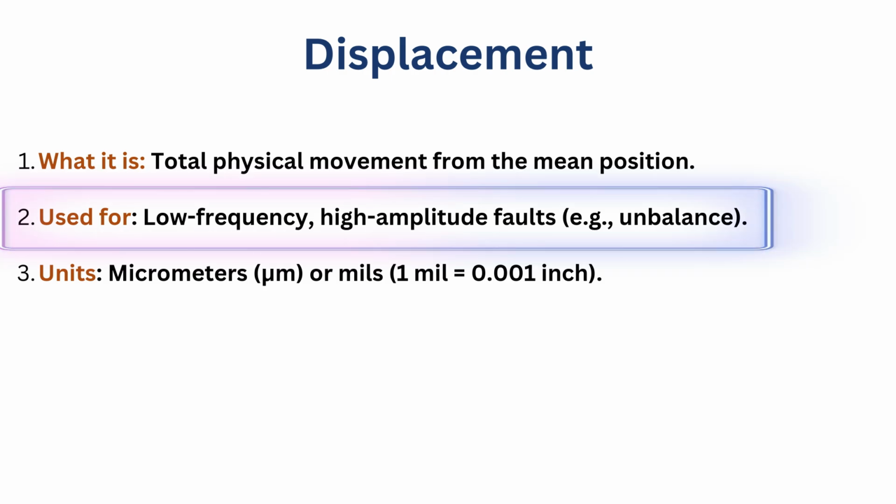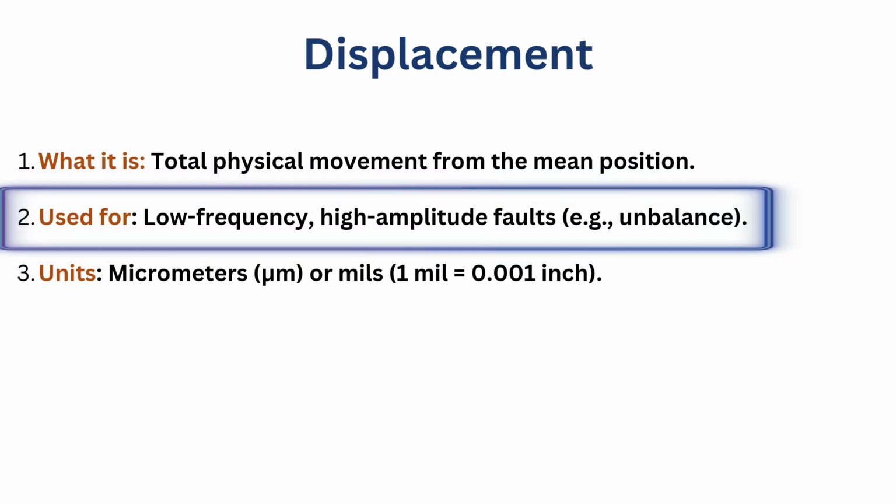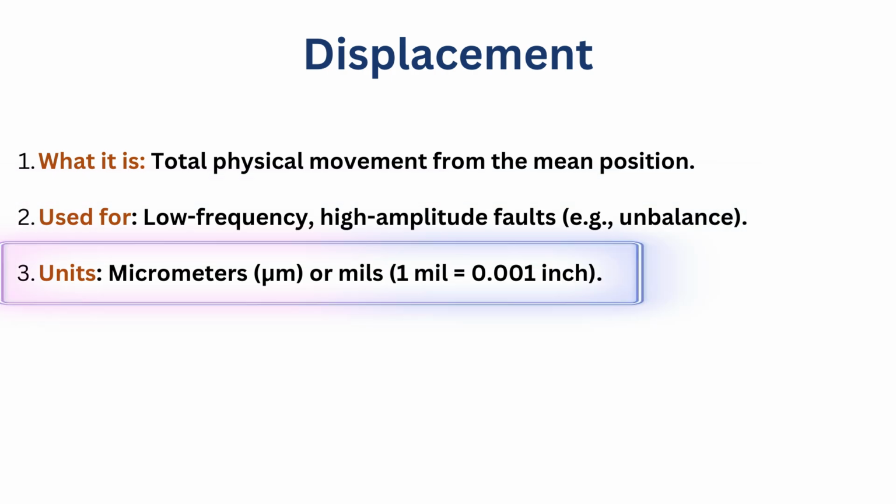So most of the time you will see that vibration analysts are using the displacement for machines which are running at a low rpm of, let's say, 200 rpm or 300 rpm. So now how can we measure the displacement? This displacement can be measured either in micrometers, or you can say microns, or it can also be measured in mils, right?